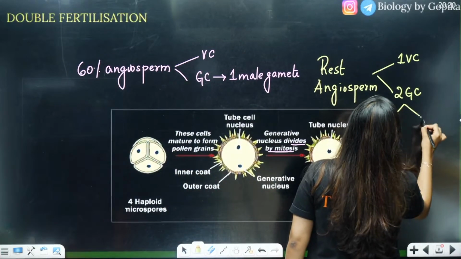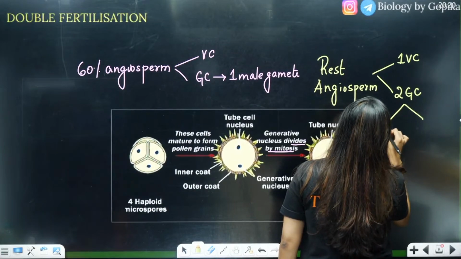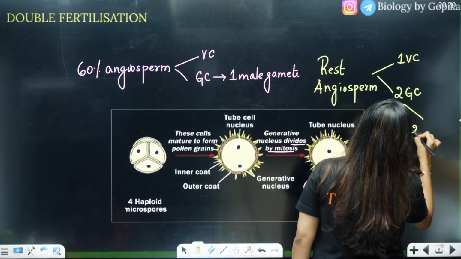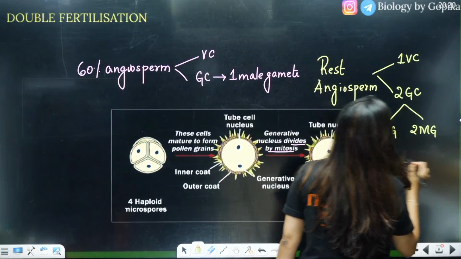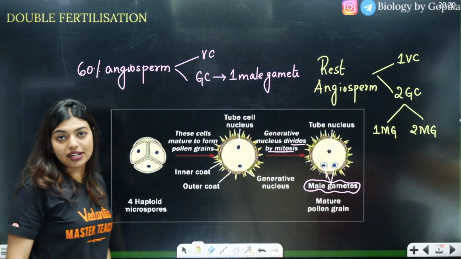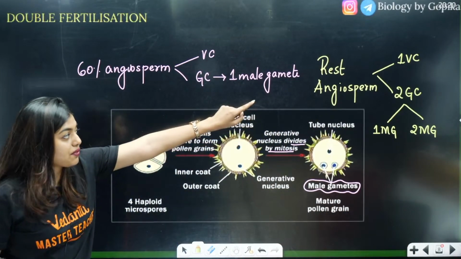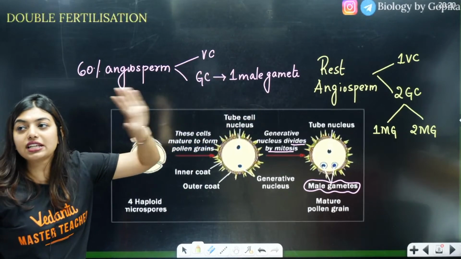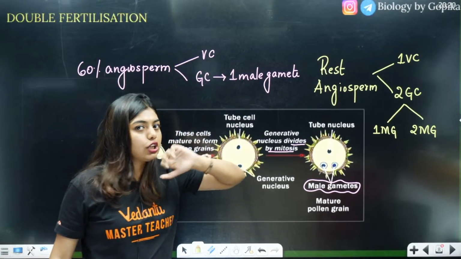That means it is going to give rise to what? One male gamete and one more male gamete. I am writing Mg. Two male gametes it will give rise to. This is from where your double fertilization comes into place. Clear to all of you?